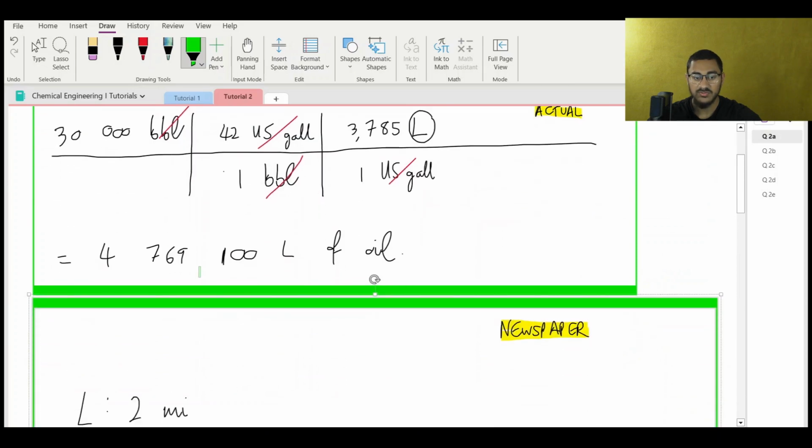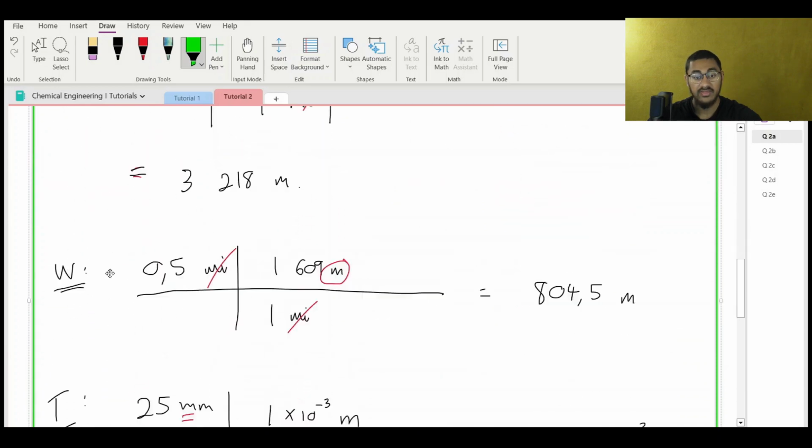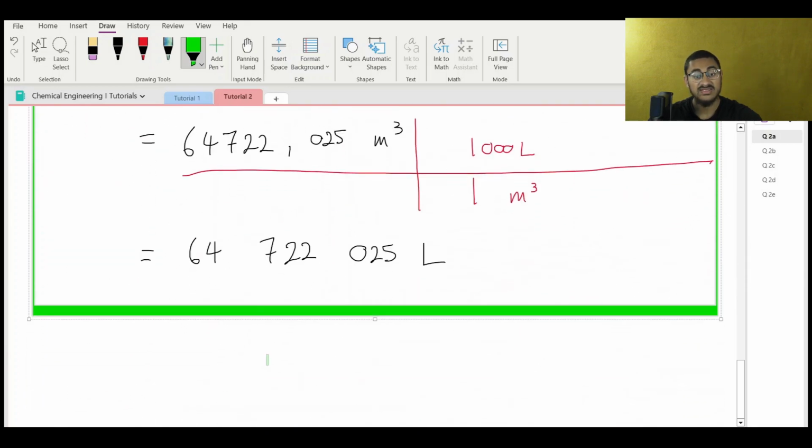Let's have a look at this, right? In actuality, we spilled 4 million liters of oil. In the newspaper, it says that I spilled 64 million liters of oil. So no surprises there. The newspaper always makes things seem way worse than they actually are because bad news sells, right? But you can see we only spilled 4 million liters. The newspaper reports 64 million liters. So that's the extra 60 million liters that they reported. Okay, and basically they asked, is the newspaper correct? And you can say, therefore, newspaper not correct.